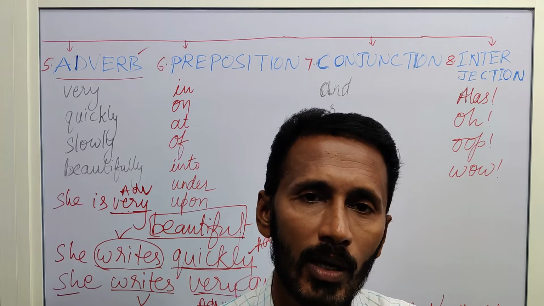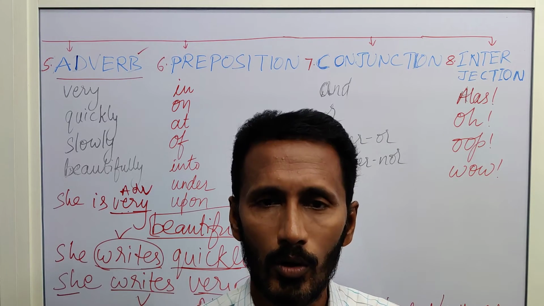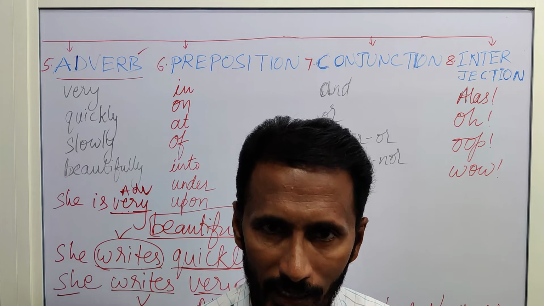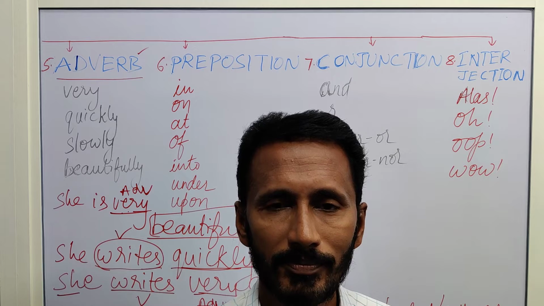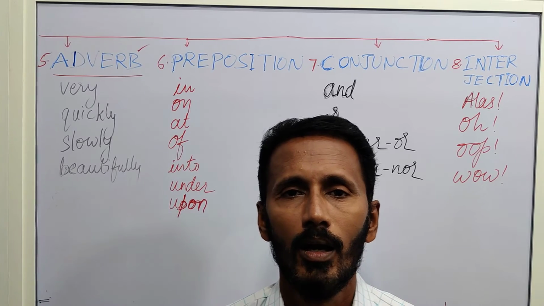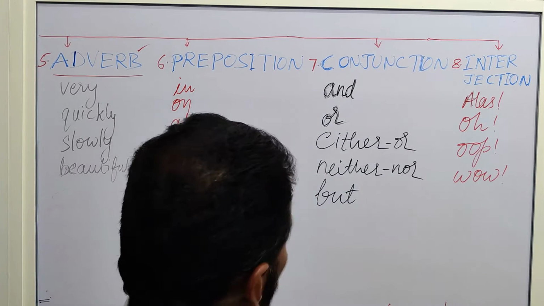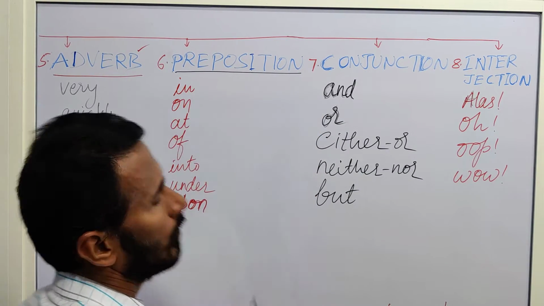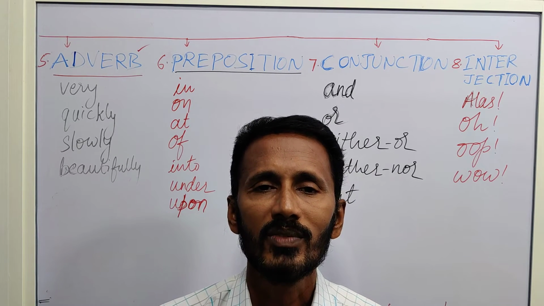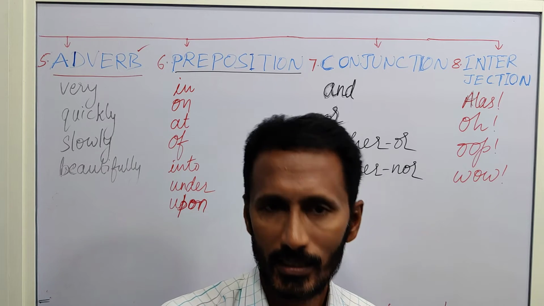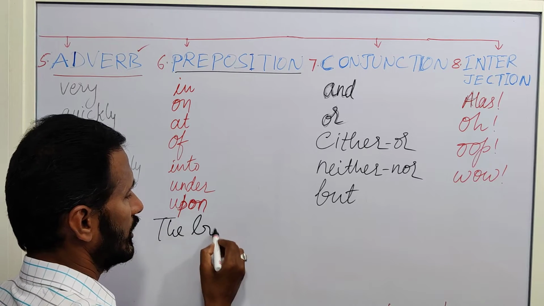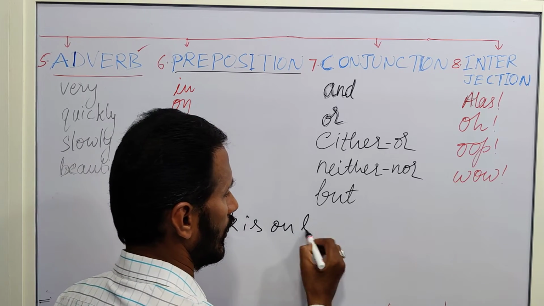So what is an adverb? An adverb is a word which tells or which describes a verb form, which describes an adjective, which describes another adverb also. Now let us go to the other one. Now let us go to the preposition. Preposition. What is meant by a preposition? A word, something that is placed before another noun or pronoun. For example, the book is on the table.